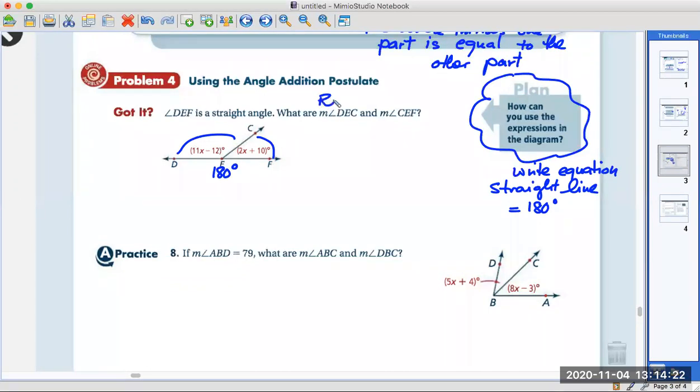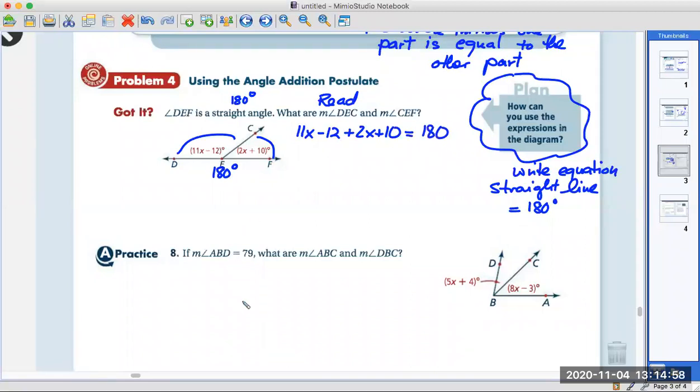So first of all, make sure you read the question. What are measure angle DEC and measure angle CEF? So the first step is to find x. So that's just to get us to this answer. A straight angle, 180 degrees. So our equation would look like this. The sum of the parts is equal to the whole.